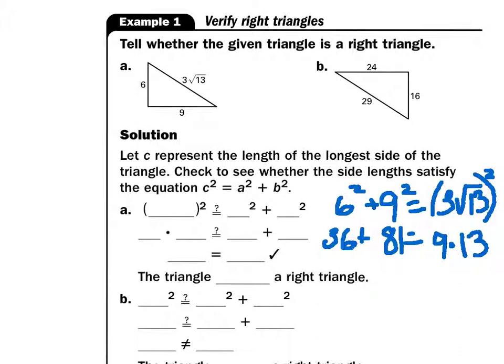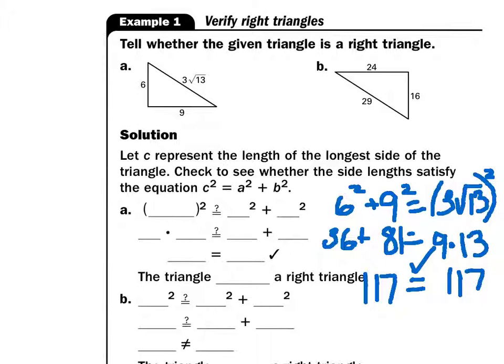So now I need to multiply out 9 times 13. That equals 117. 36 plus 81 equals 117. So this checks as true. So this is a right triangle.